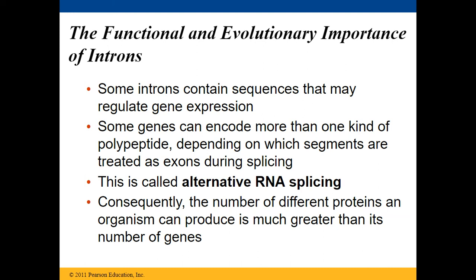Consequently, the number of different proteins an organism can produce is actually much greater than the number of genes that we have. So for one particular gene, the intron may not be important, but that same intron can be an exon for another gene.